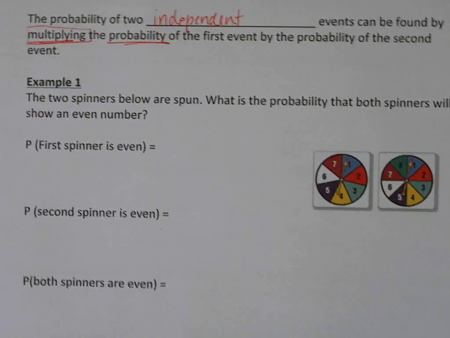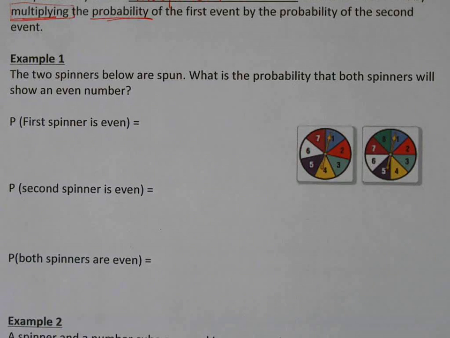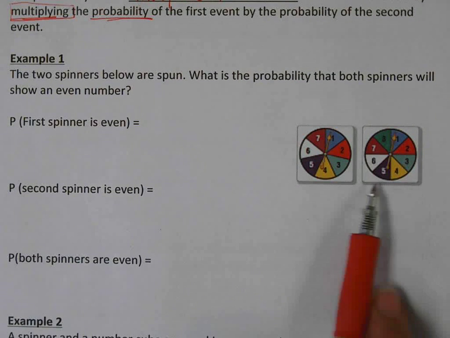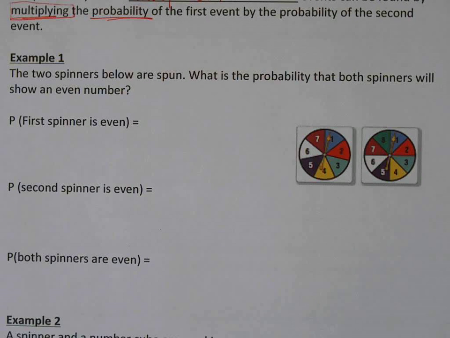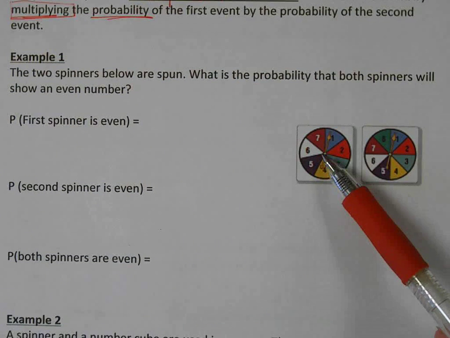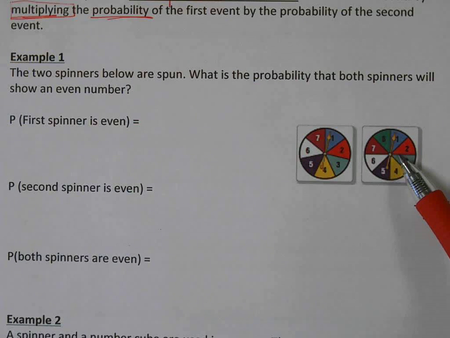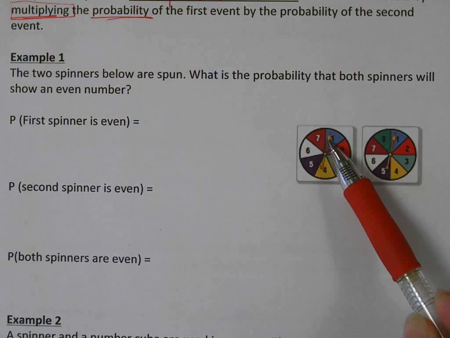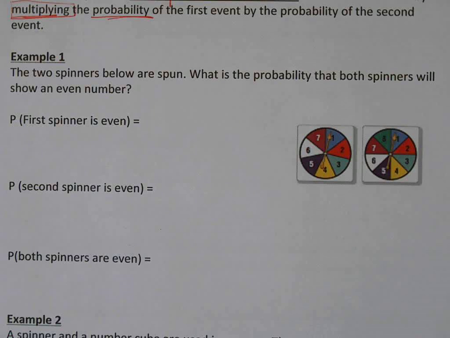We have two spinners here, and they are going to be spun, and we want to know the probability that both spinners will show an even number. So these are independent events because spinning this spinner does not affect spinning that spinner. So we want to know the probability that both of them would show an even number. This one has 7 spaces, and we want to start with the probability of the first event. So what is the probability the first spinner is even?